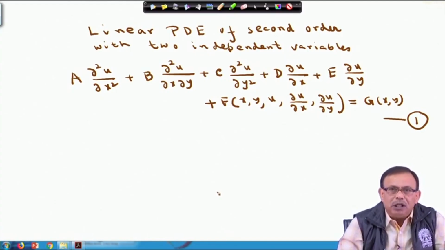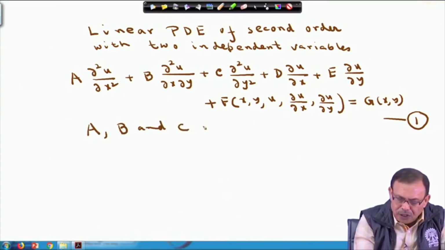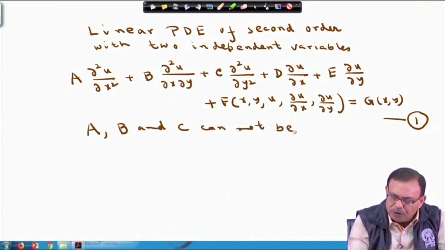Effectively, it is given that u is a function of two independent variables, and for a second order linear PDE with two independent variables, the general form is a into ∂²u/∂x² plus b into ∂²u/∂x∂y plus c into ∂²u/∂y² plus d into ∂u/∂x plus e into ∂u/∂y plus a function of x, y, u, ∂u/∂x, ∂u/∂y equals g of x, y, where obviously a, b and c cannot be all 0. Please note this one.